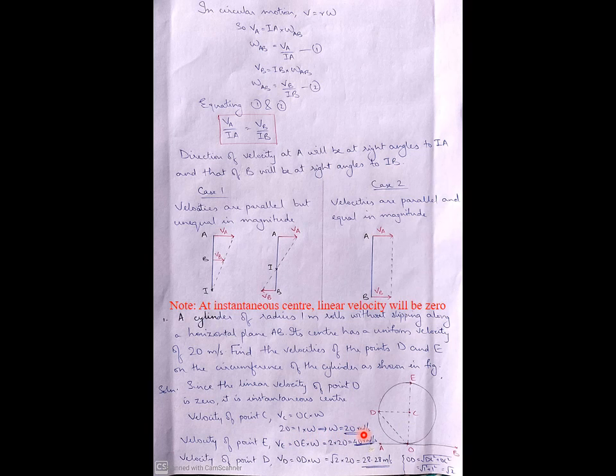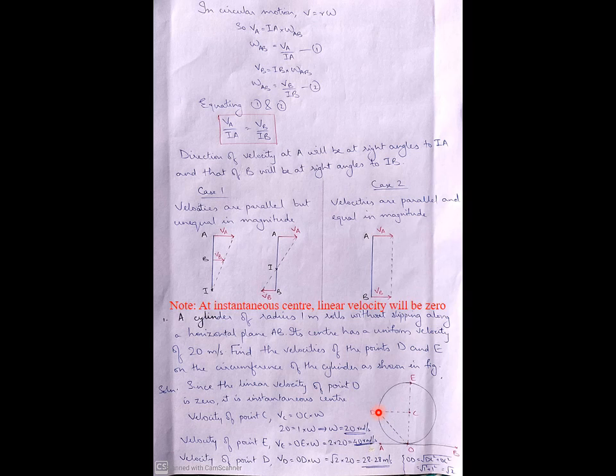Similarly, let us see the velocities of points D and E. Velocity of point E, everything we will be saying in terms of this instantaneous center. So everything is to be considered from the instantaneous center. Velocity of E, this will be moving in this direction towards right. So V equal to OE into omega, from the instantaneous center to the point considered. What is OE? This is the diameter, so it is 1 plus 1, 2. 2 into omega, which is 20, so you will be getting 40 meter per second.